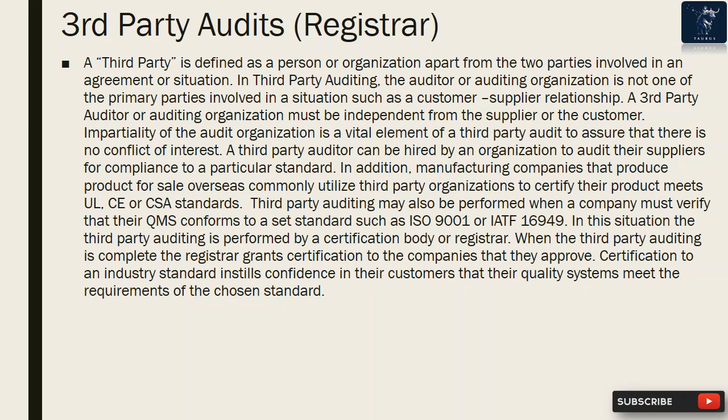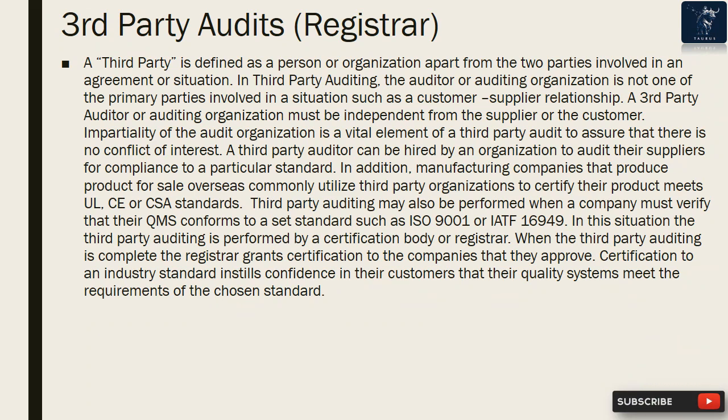Impartiality of the audit organization is a vital element of a third-party audit to assure that there is no conflict of interest. A third-party auditor can be hired by an organization to audit their suppliers for compliance to a particular standard. In addition, manufacturing companies that produce product for sale overseas commonly utilize third-party organizations to certify their product meets all CE or CSA standards.